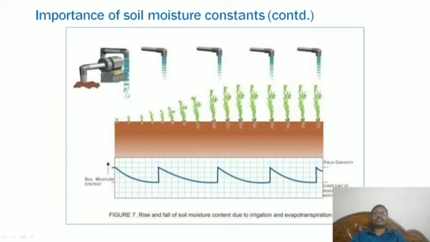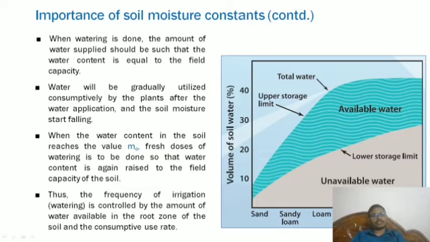Now, importance of soil moisture constants. Here we can see the soil moisture content, the field capacity, and the lower limit of readily available moisture. Accordingly, we see how much can be taken, and it is increased, and we can see that according to the supply and the growth, we can manage it. Importance of soil moisture contents continued: when water is applied, the amount of water supplied should be such that the water content is equal to the field capacity. Water will then be gradually utilized by the plants after the application, and the soil moisture starts falling.